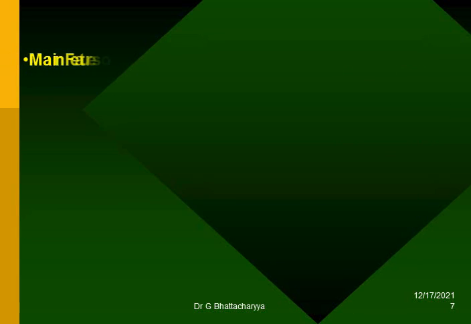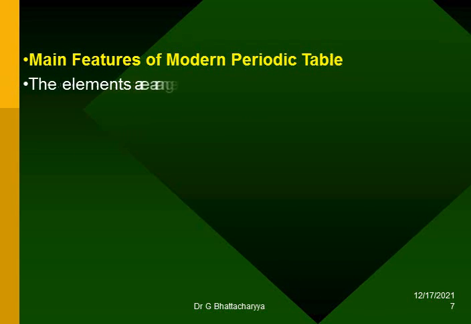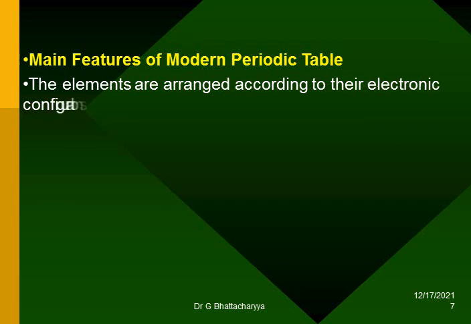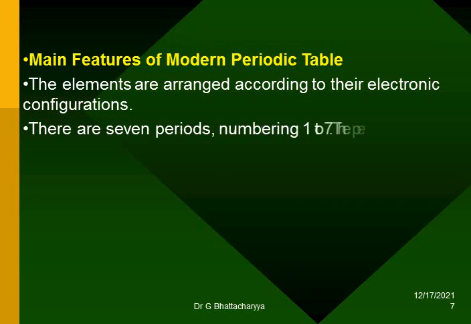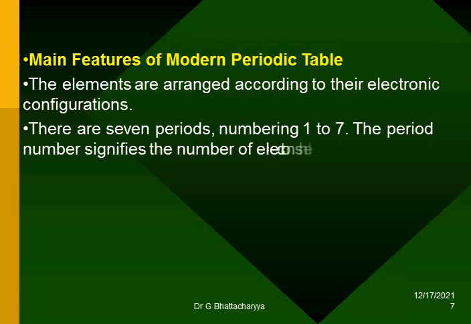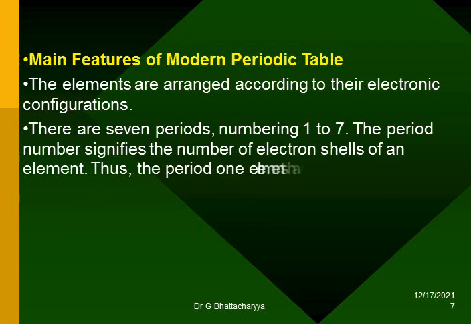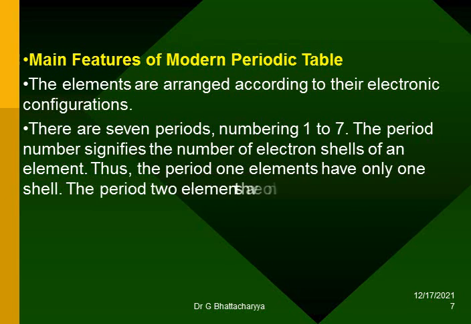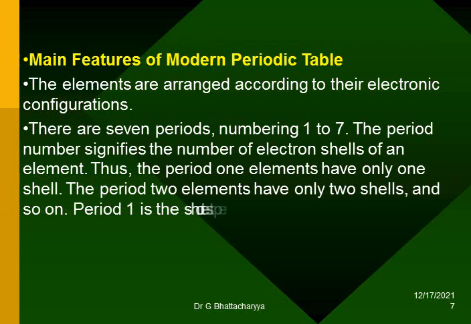Main features of modern periodic table: the elements are arranged according to their electronic configurations. There are 7 periods, numbering 1 to 7. The period number signifies the number of electron shells of an element. Thus, the period 1 elements have only one shell. The period 2 elements have only 2 shells, and so on. Period 1 is the shortest period with only 2 elements. Periods 4 and 5 are long periods.